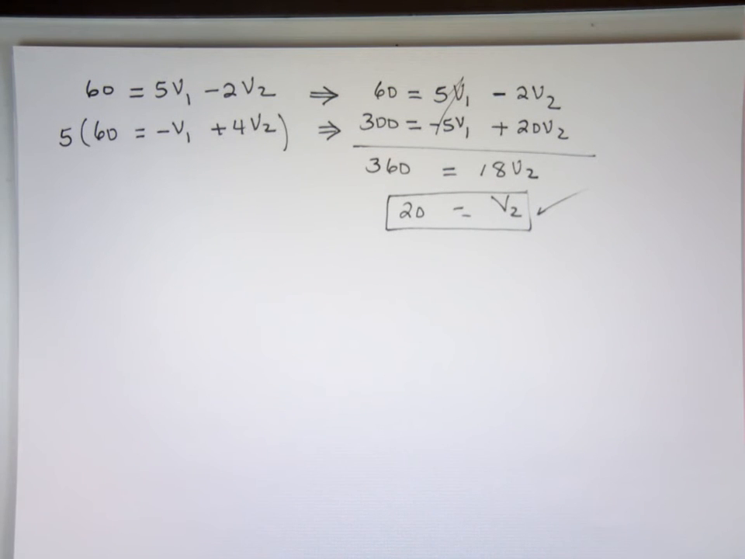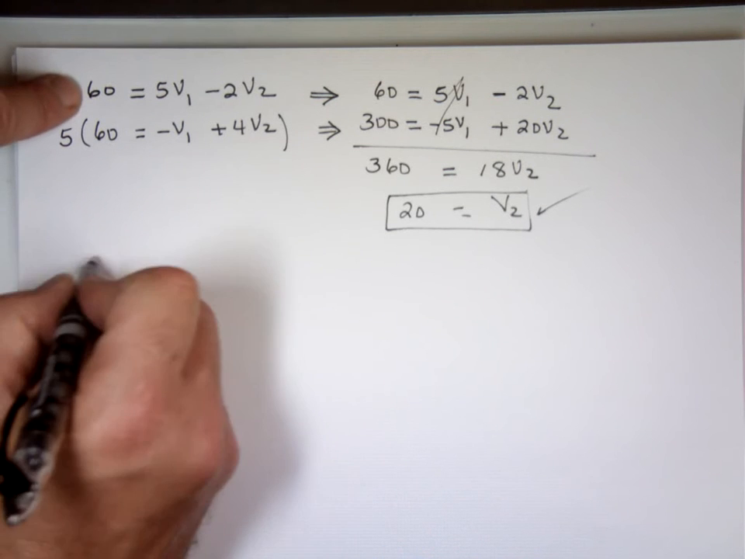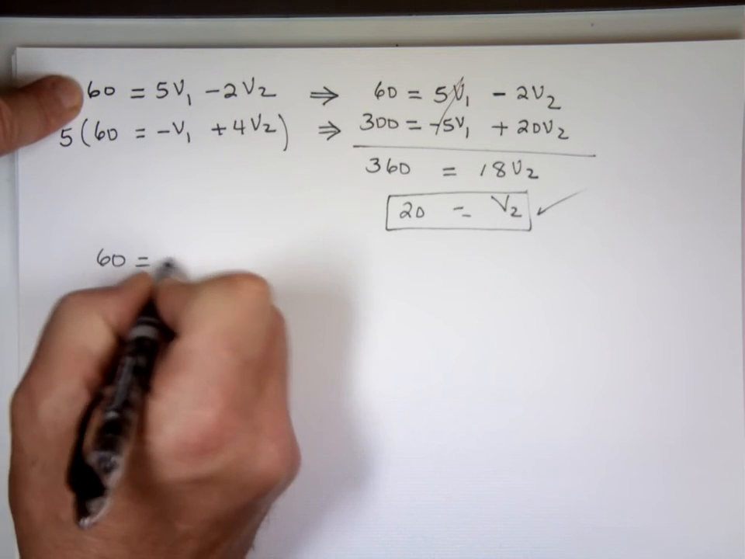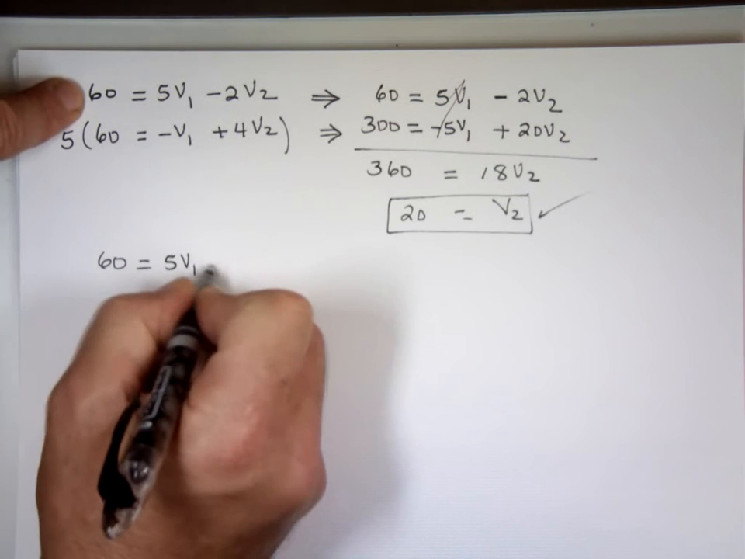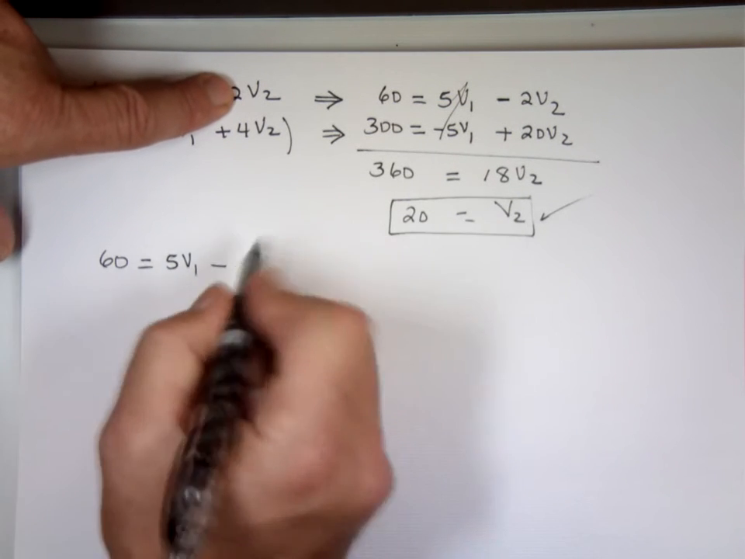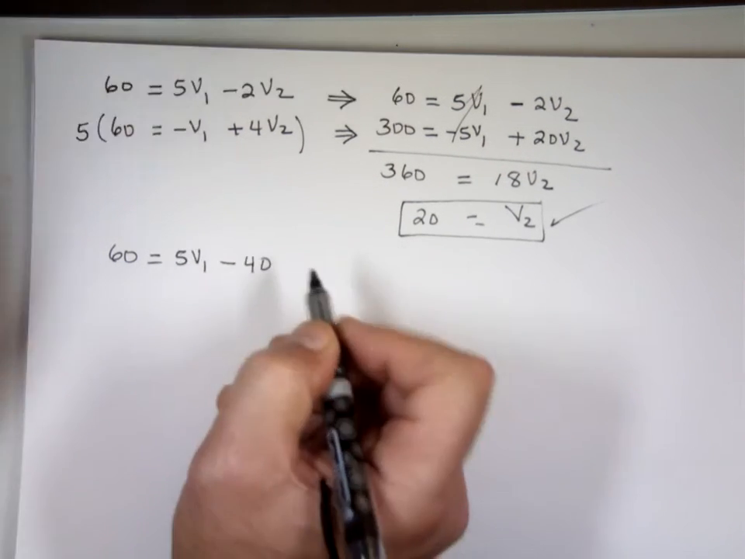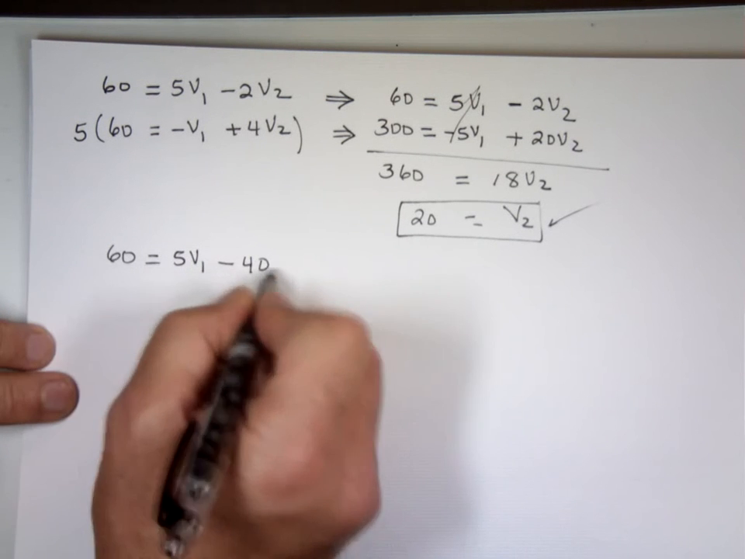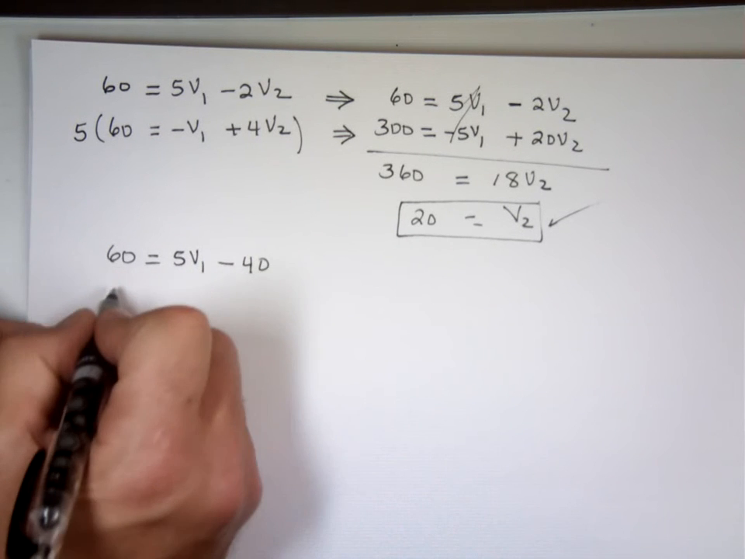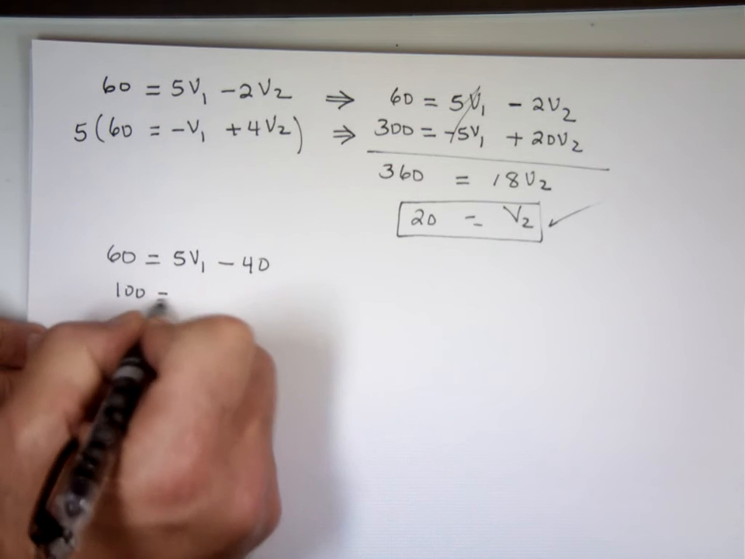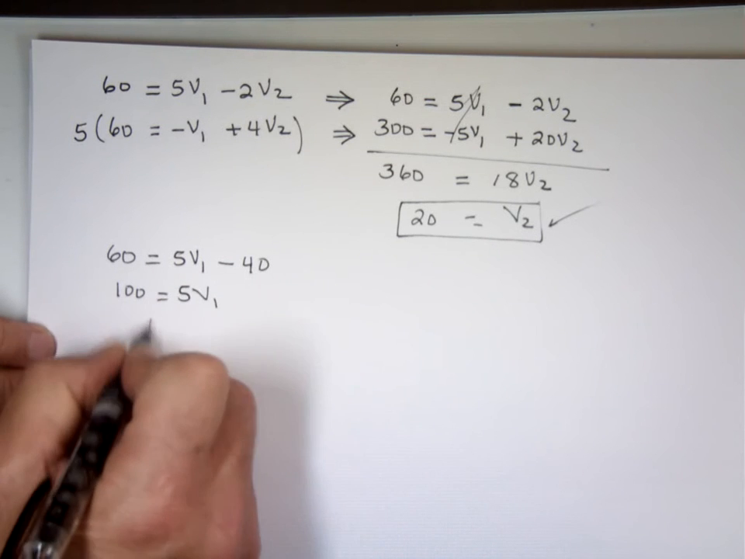Can we find V1? Any one of those equations, doesn't matter. 60 equals 5V1 minus 2 times 20, which is what? 40. 60 plus 40, when you bring it to this side, it's 100 equals 5V1. What's V1 equal to? 20.